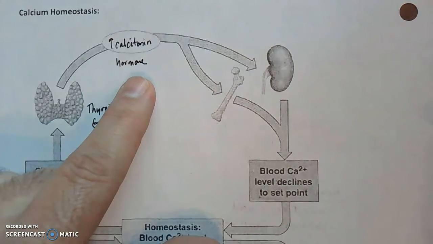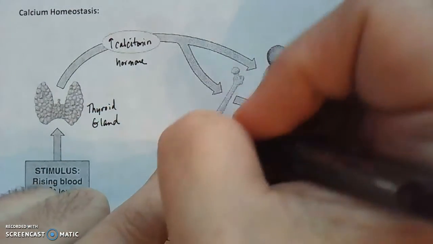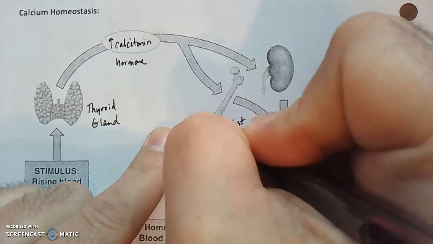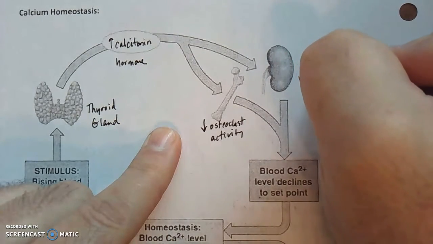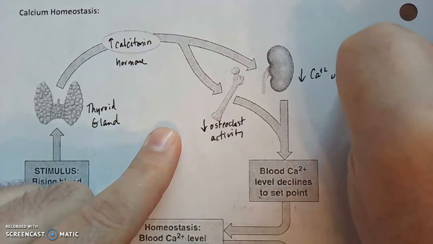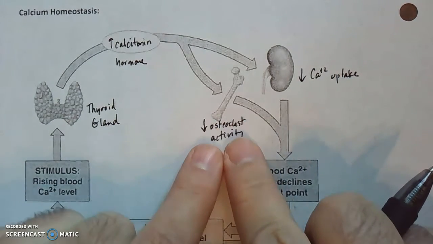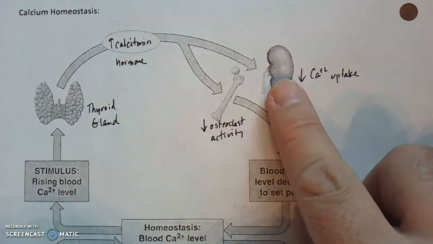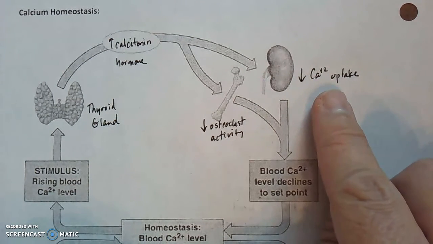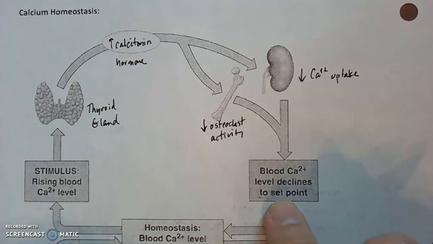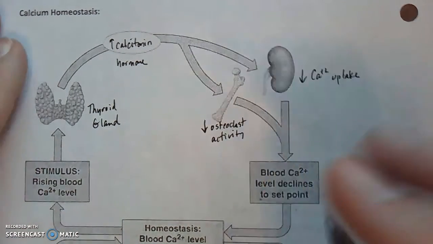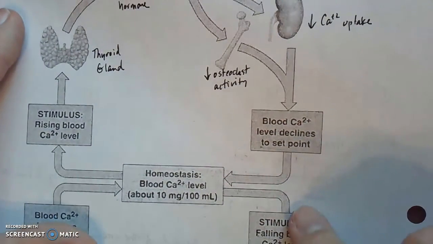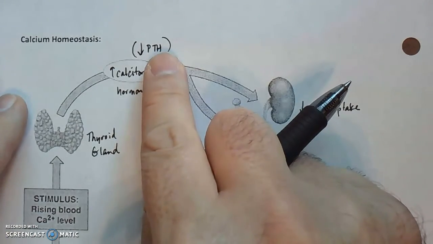It increases calcitonin hormone, which causes a decrease in osteoclast activity and a decrease in calcium uptake by the kidneys. So that means that we're not going to be breaking down any more bone, and we're not going to be reabsorbing calcium from the kidneys. We'll be able to excrete any calcium that we don't need, and then the blood calcium levels are going to decline. We also have a decrease in PTH that occurs because it is no longer being stimulated. So that's a secondary effect.